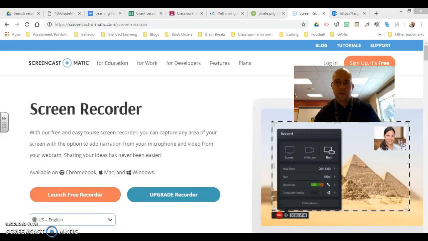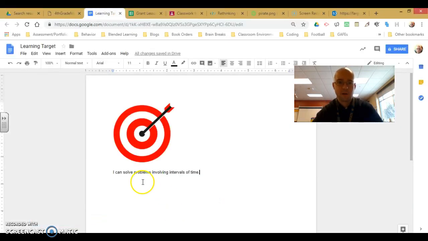Greetings, fourth graders. I have a mystery for you. In this bag, I have an object that ties into today's lesson. And you're going to have to see if you can figure out what it is. Our learning target is I can solve problems involving intervals of time.